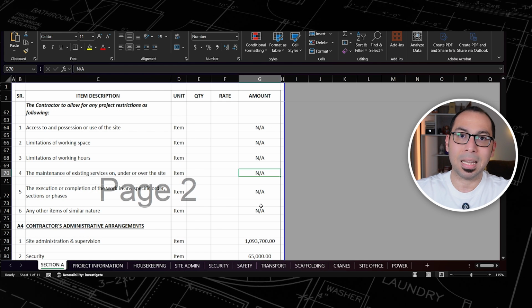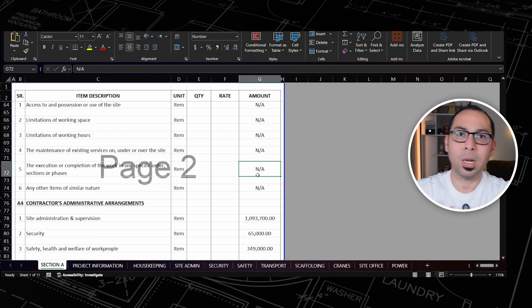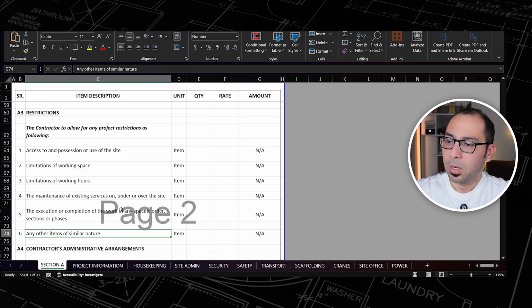Here I am marking everything as not applicable because I am assuming that for this project, all of these items are not applicable, they are not coming. And the fifth point here, the execution or completion of the work in any specific order, sections or phases. So if this thing will have a cost impact on the project, then we have to put it here. But again, in my case, it is not there. And any other items of similar nature to restrictions, anything that will restrict your work in the project. So here, for this example, I just explained to you the items. If any of these items are applicable to your project, you will need to find the cost and put the cost. If not, then there are no restrictions in the project and all these items will be not applicable.